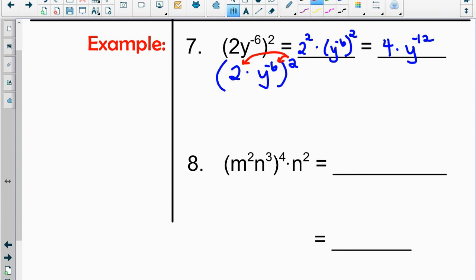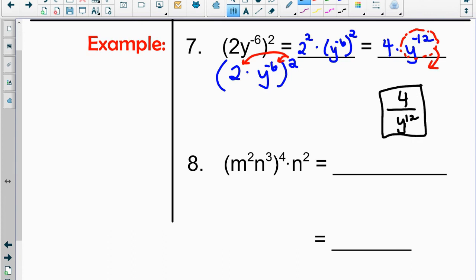Now, I can't say that's my final answer yet because it's got a negative exponent. So we have to take anything that has a negative exponent, just that part, just the y's, move it across the fraction bar. So I'm going to move it down to the denominator, and it's going to become 4 over y to the positive 12th power.